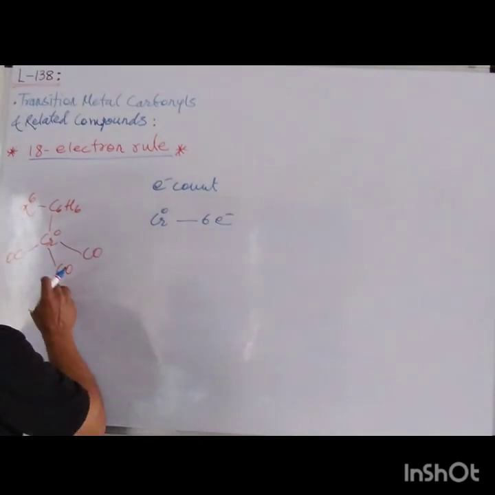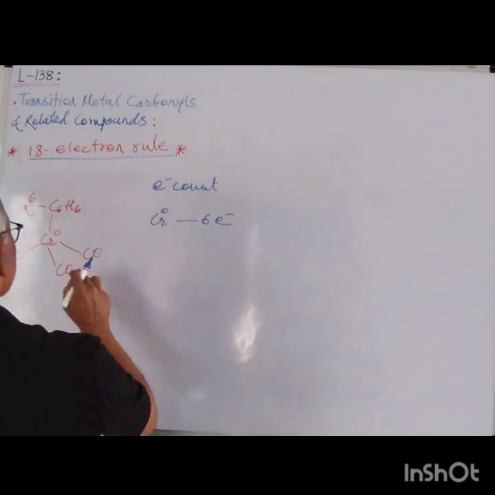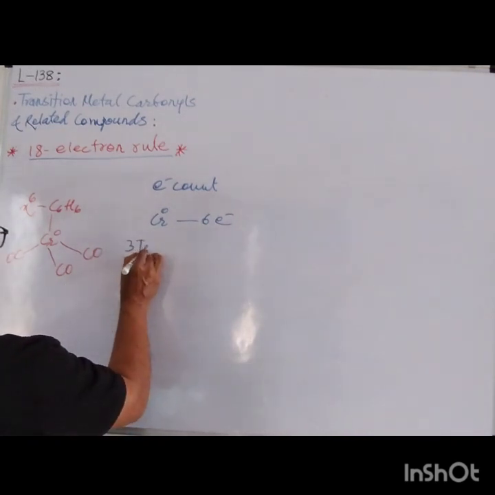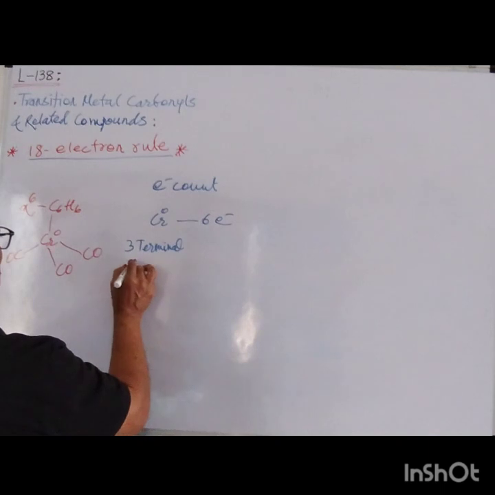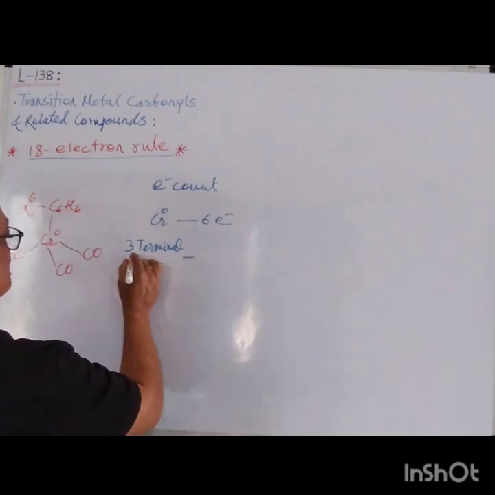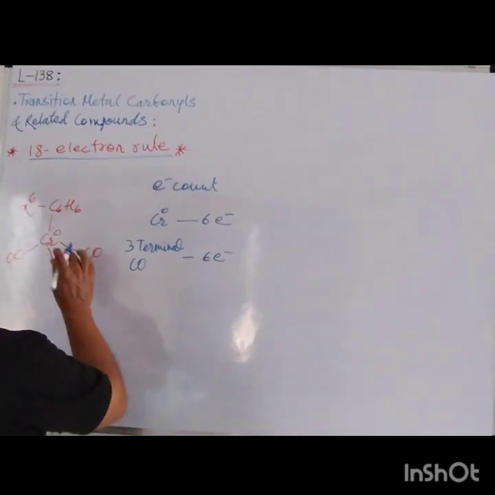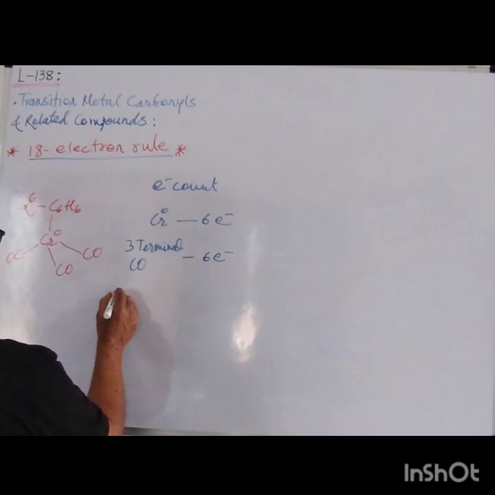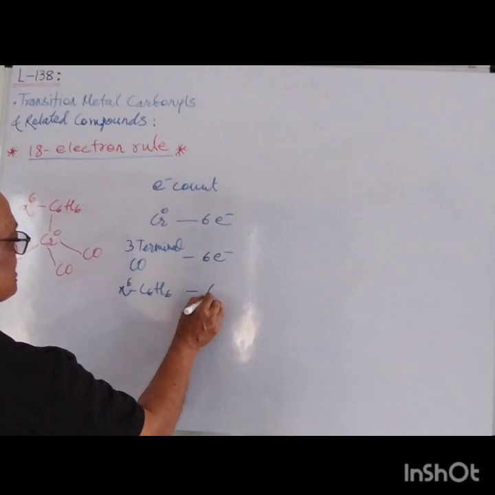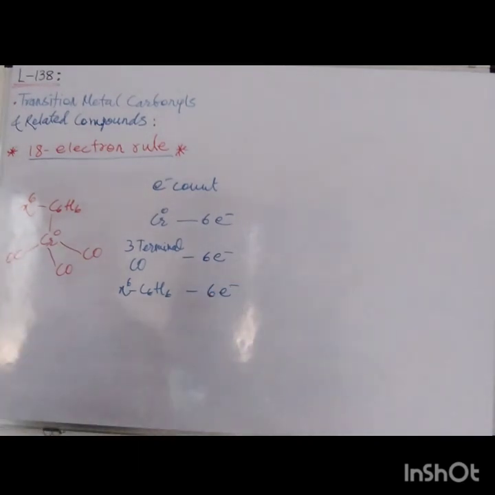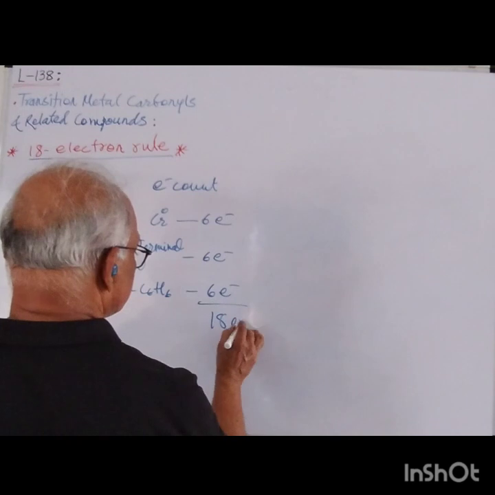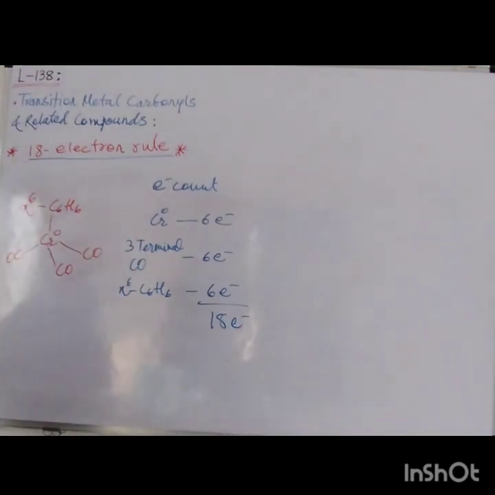Then there are these 3 terminal COs which contribute 2 into 3, that is 6 electrons. Then this eta 6 C6H6 will contribute 6 electrons. So this will give us a total of 18 electrons. In this way, we find that the 18 electron rule is also obeyed.